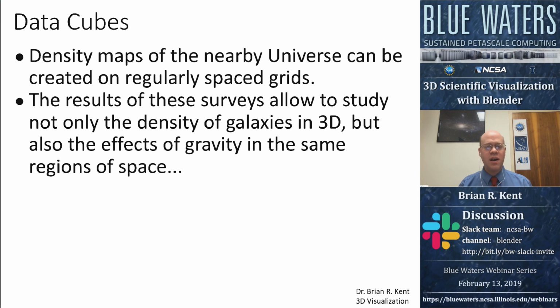So in terms of studying data cubes from galaxies in the nearby universe, we can actually build a density map based on galaxy surveys. So the results of those surveys, whether they be from redshift surveys of optical telescopes or what we call neutral hydrogen surveys with radio telescopes, we can not only look at the density of galaxies in 3 dimensions, but also the effects of gravity and build a flow model map in those regions of space.